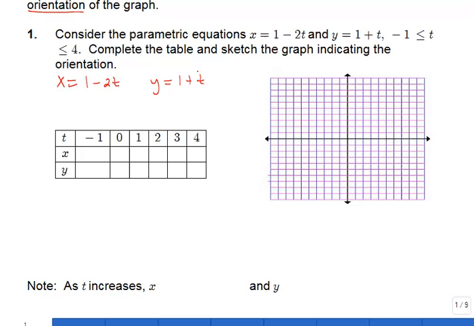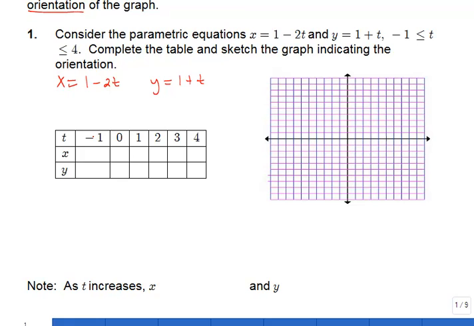So the way parametric equations work is you have this third variable, this third parameter called t, that varies over some interval of values. And what we want to do is let t range over these values in our table and substitute them in to figure out what the x and the y would correspond to.